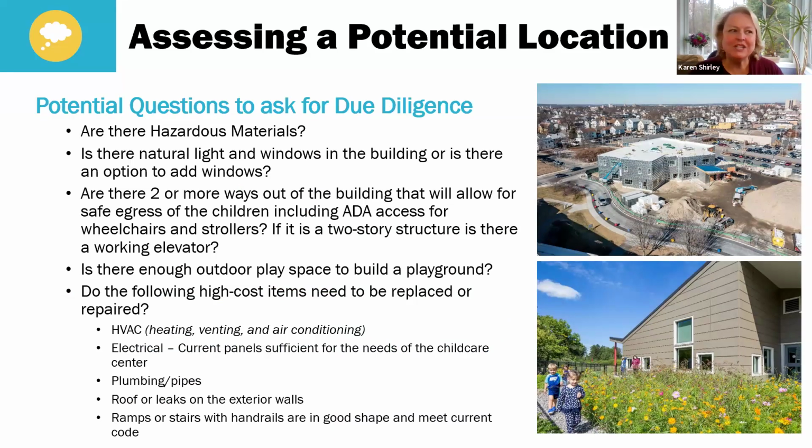So potential questions to ask for due diligence are, are there hazardous materials? Are there, for example, lead paint or lead around the pipes, asbestos, those types of things? Is there natural light to the building, windows into the building, or is there an option to add windows as needed? Are there more than 2 ways out of the building that will allow for safe egress? Is there enough outdoor space? And are there any high cost items that need to be repaired or replaced, like the HVAC, plumbing, roof leaks, things of that nature?